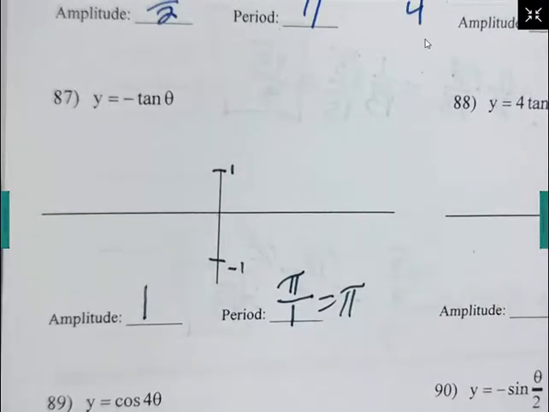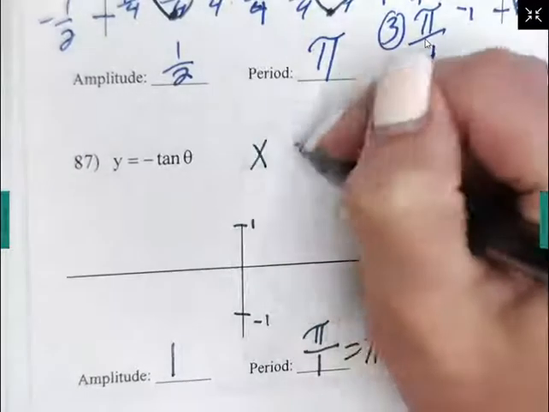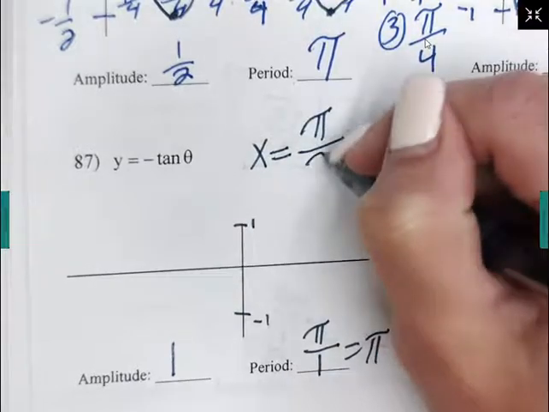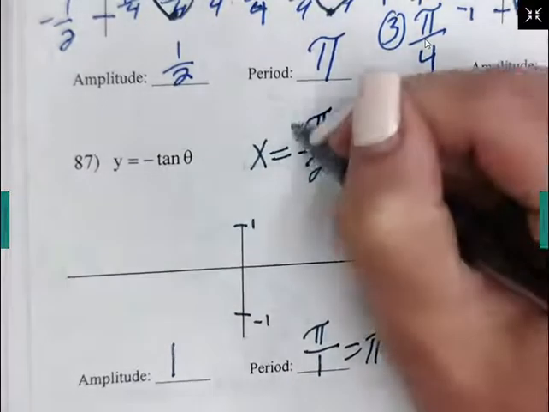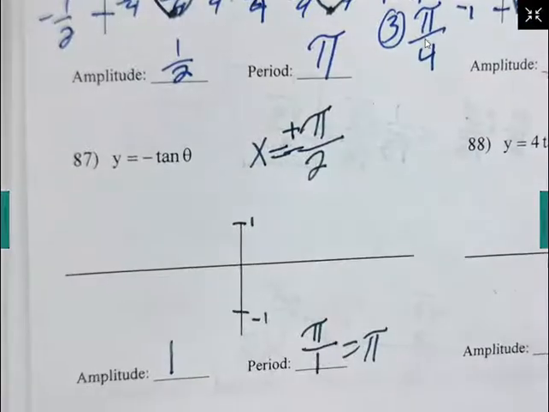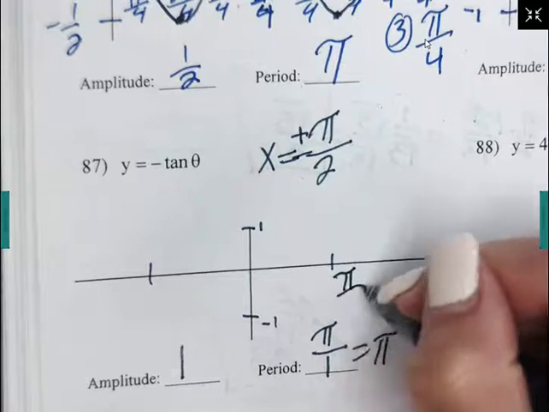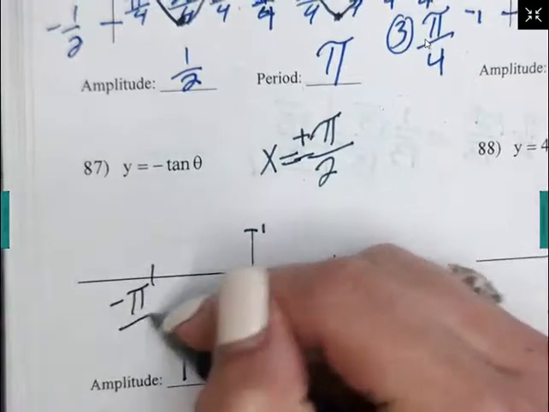Now, the tangent's different, so the next thing we want to find are the asymptotes, okay? To find the asymptotes, it's x equals plus or minus your period divided by 2. So that equals plus or minus pi halves. So there's a positive pi halves here and a negative pi halves here.